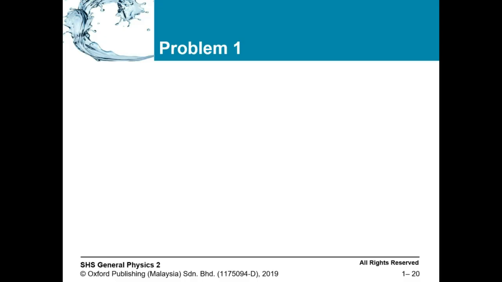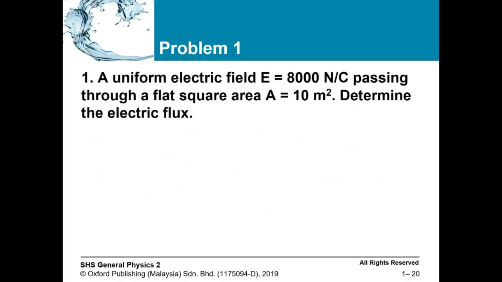Okay, so let's have an example. Have you taken note of the formula? So let's have an example. A uniform electric field E is 8,000 Newton per coulomb, passing through a flat square area which has an area of 10 meters squared.